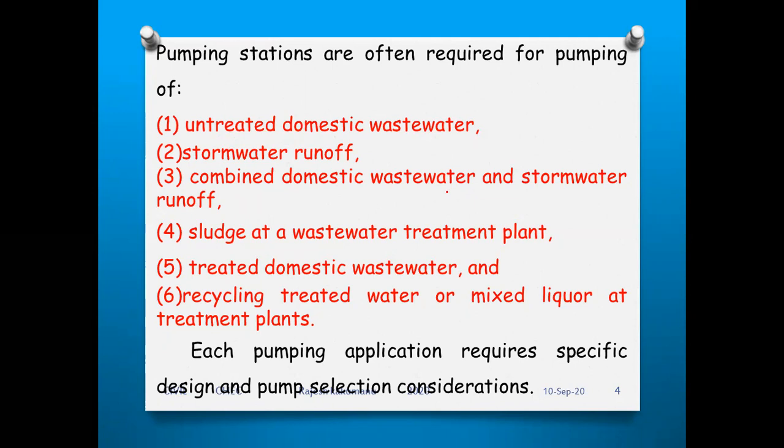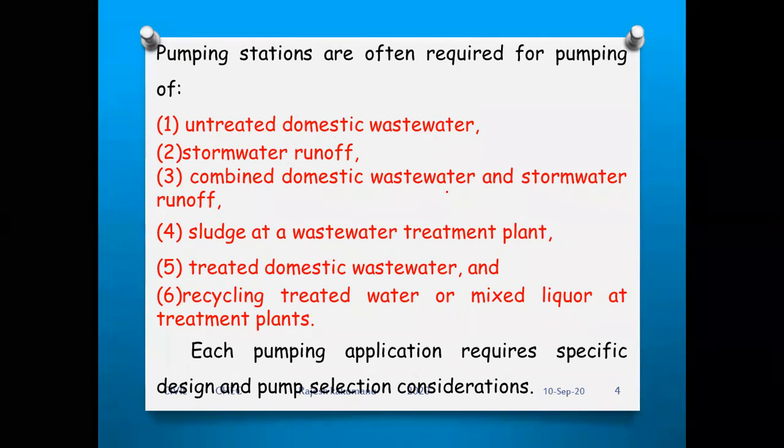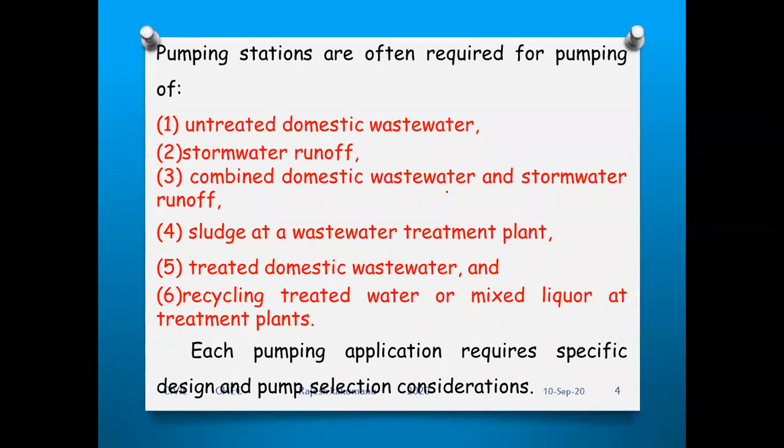Next, sludge at the wastewater treatment plant. So whenever the storm water and sanitary sewage water is going through the drainage pipe to the treatment plant, there we are getting some sludge formation, that is, some solid materials which are the waste solids coming from these two systems. Sludge formation happens at the wastewater treatment plant. There also pumping stations are required.